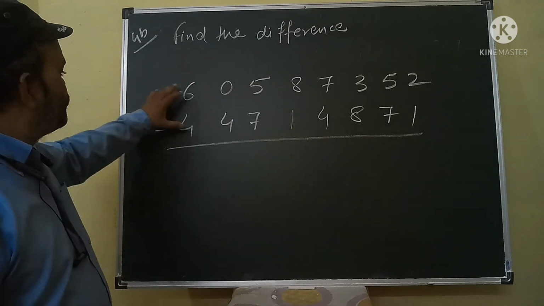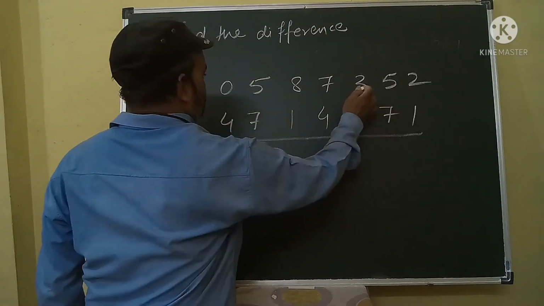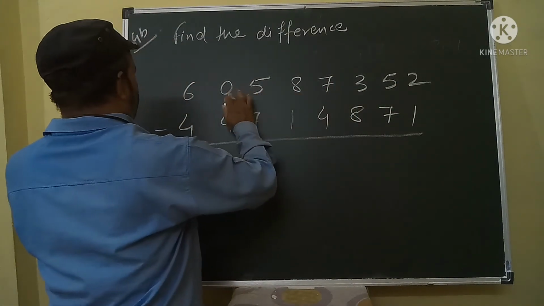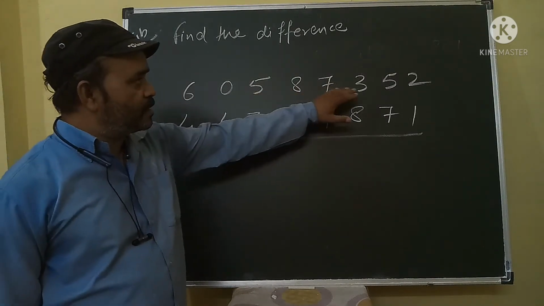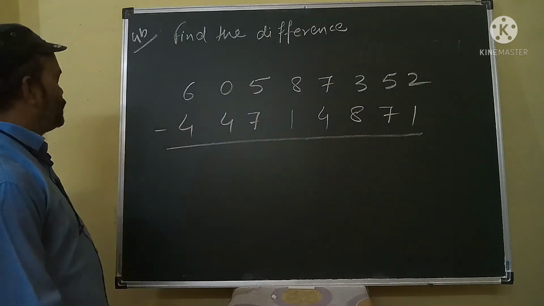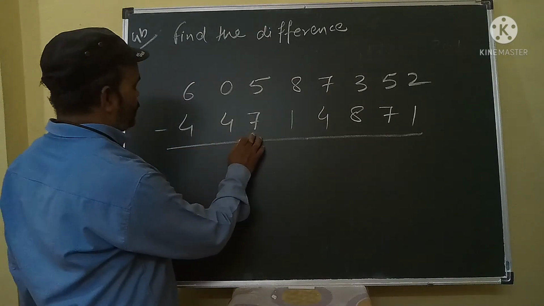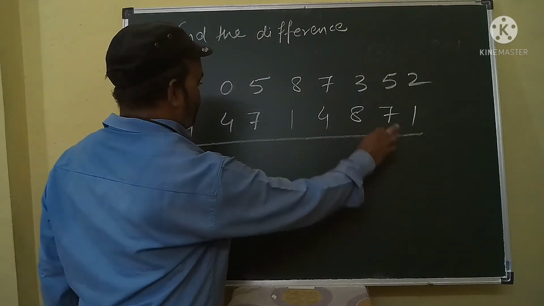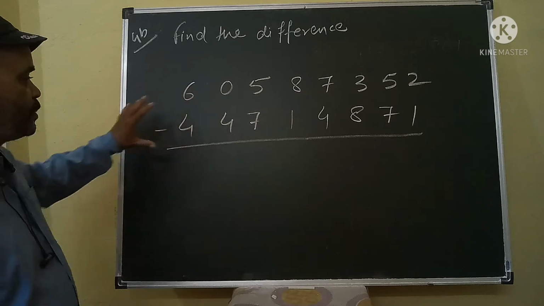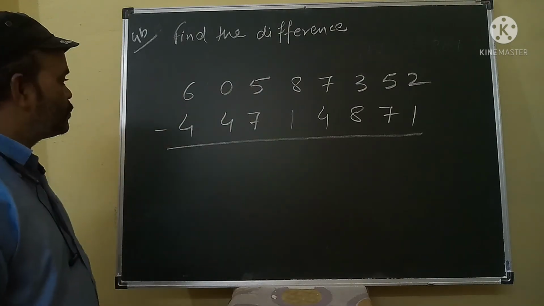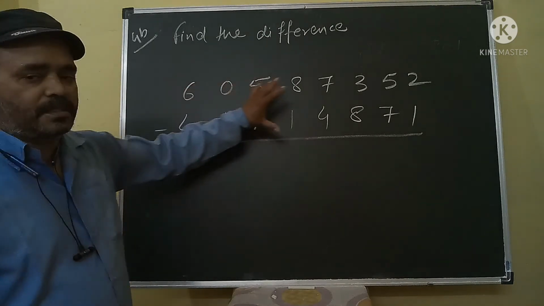Now, what is the difference of these two numbers? Look here. This is ones, tens, hundred, thousand, 10,000, lakh, 10 lakh, crores. 6 crores, 5 lakh, 87,352. Okay. And the next number is 4 crores, 47 lakh, 14,871. What is the difference of these two numbers? Okay. Now look here.